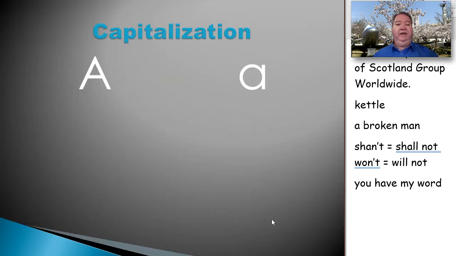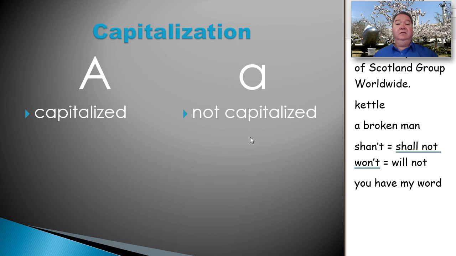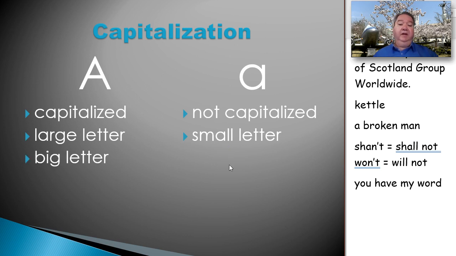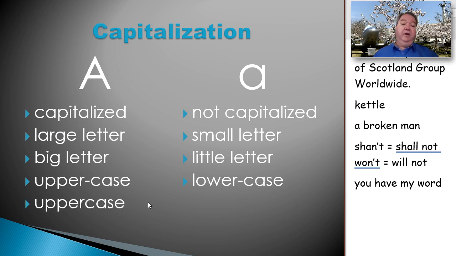There are some different ways we can say this, for capital letters and not capital. Obviously, we can say capitalized and not capitalized, which is a little awkward. Large letter, small letter. Big letter, little letter. Uppercase, lowercase. Sometimes these are written with the hyphen, sometimes they're not. Both are correct. You could say big A, little a. That's very common. Or an uppercase A, lowercase a is more professional sounding, more official sounding.